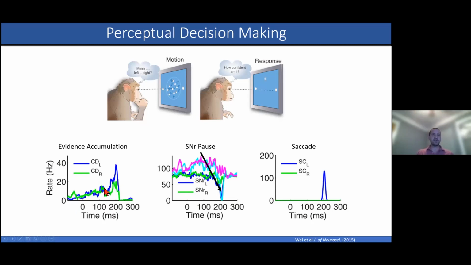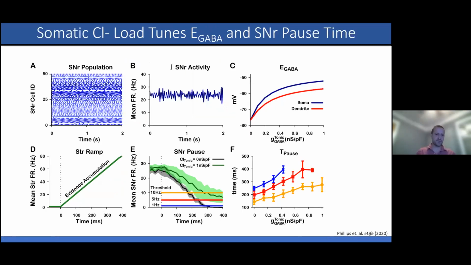And once you accumulate enough evidence in this ramp in the striatal input, then eventually what you get is a nonlinear and abrupt pause in the SNR activity that can gate a saccade to look left or right. And so with our idea here that the GP input to the SNR can tune E-GABA, we would expect the same thing with a dendrite.